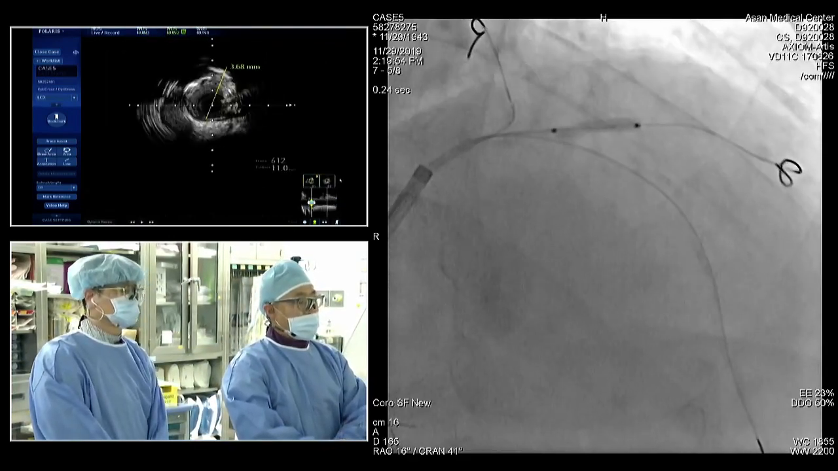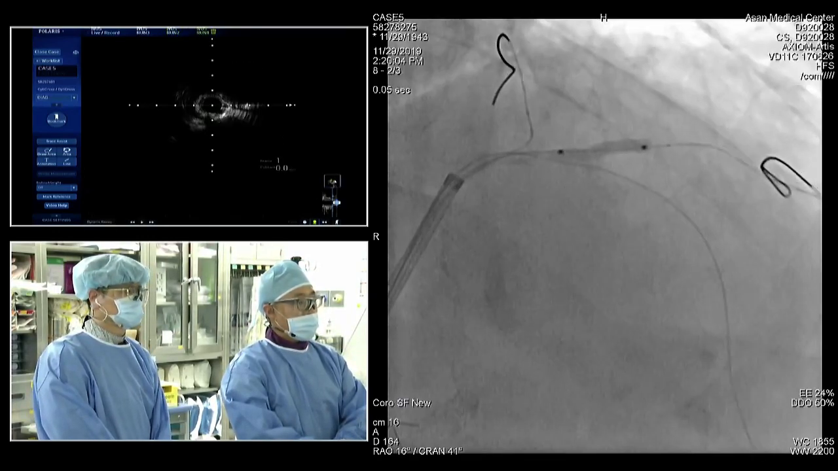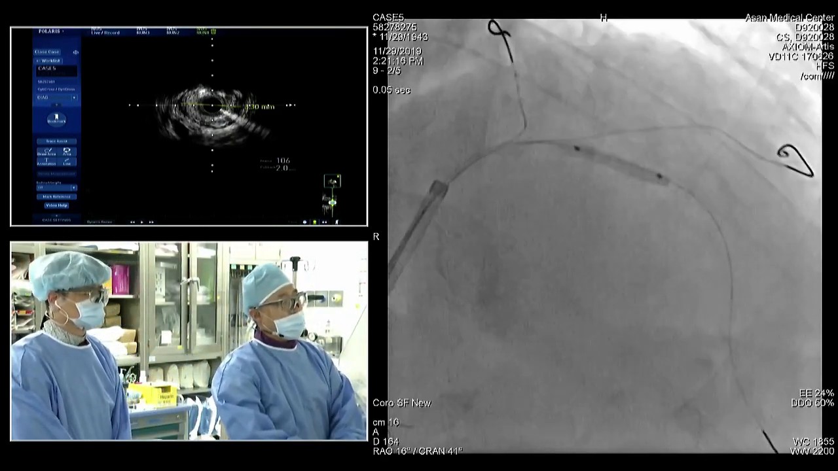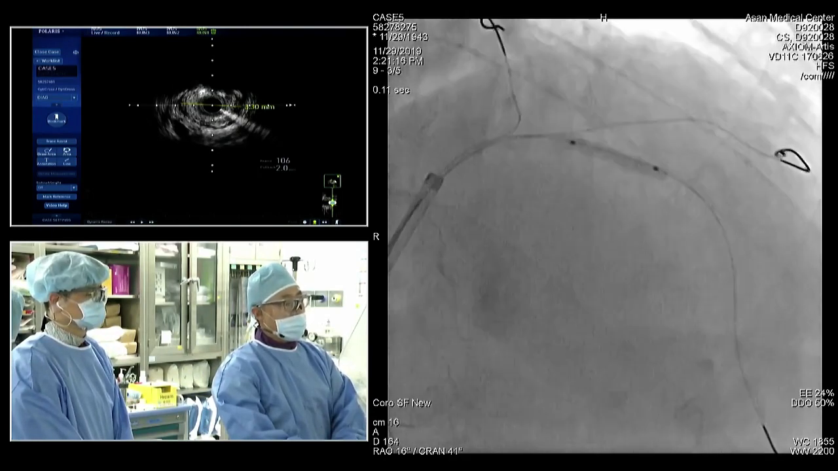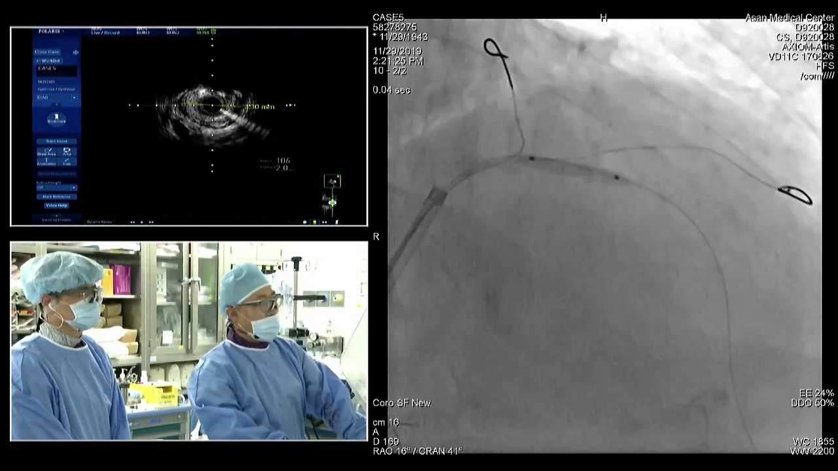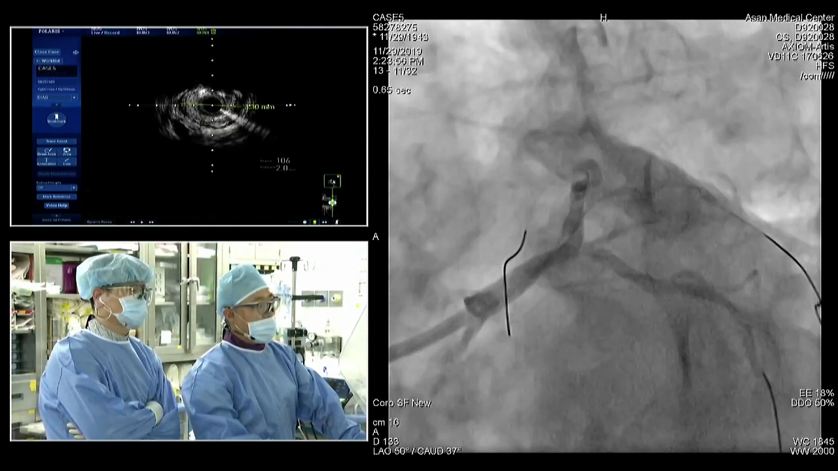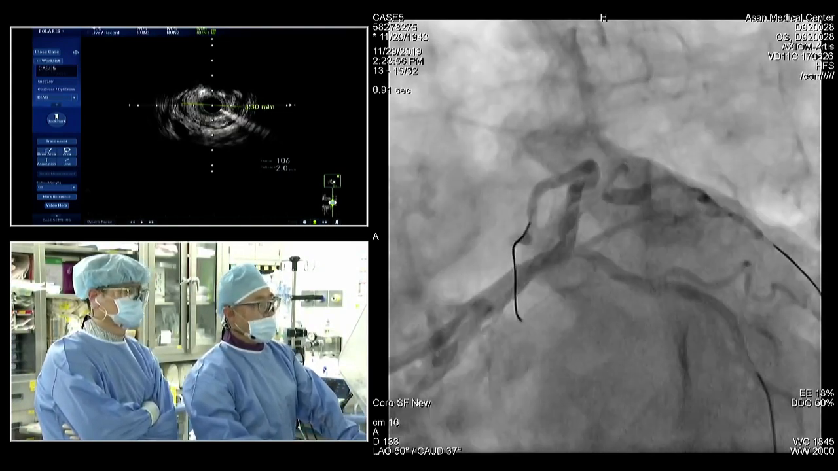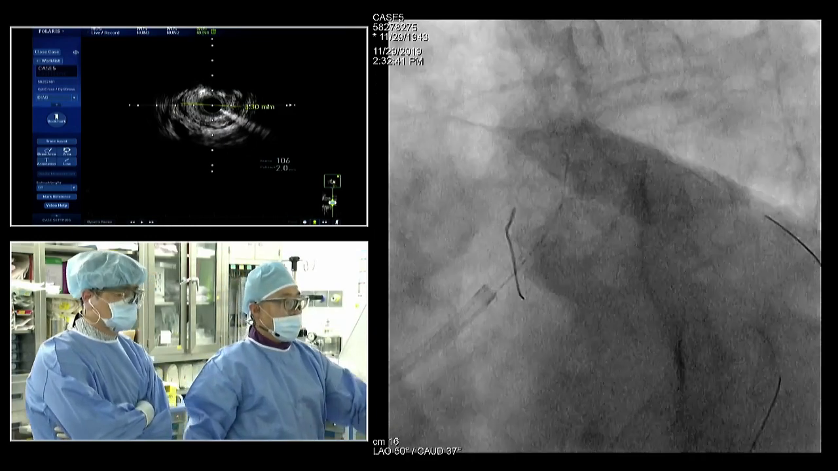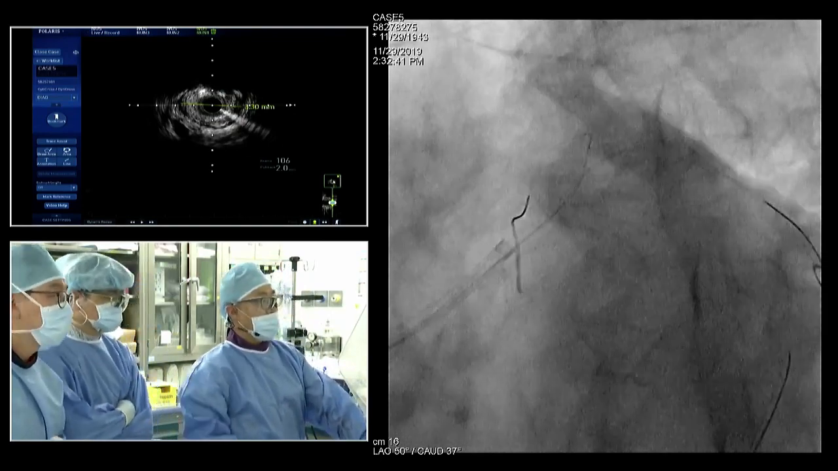We used a 2.5 compliant balloon, and the next one is a 2.5 compliant balloon. Here is the additional compliant balloon 2.5, and we inflate up to 20 ATM. Next, we also inflate the circumflex part. And here, we try to put the stent. Let's take an image here. And you're ready.